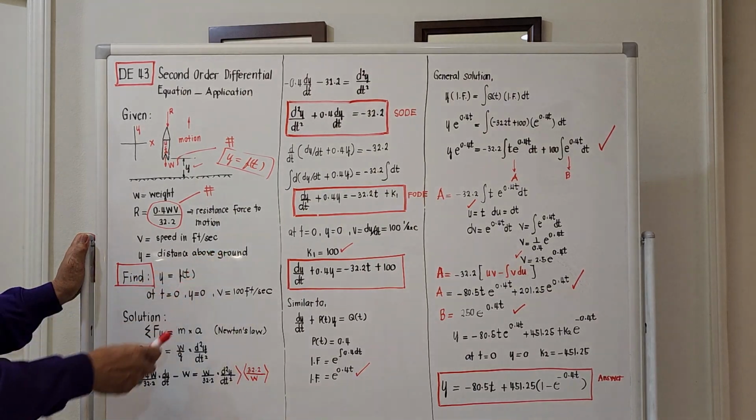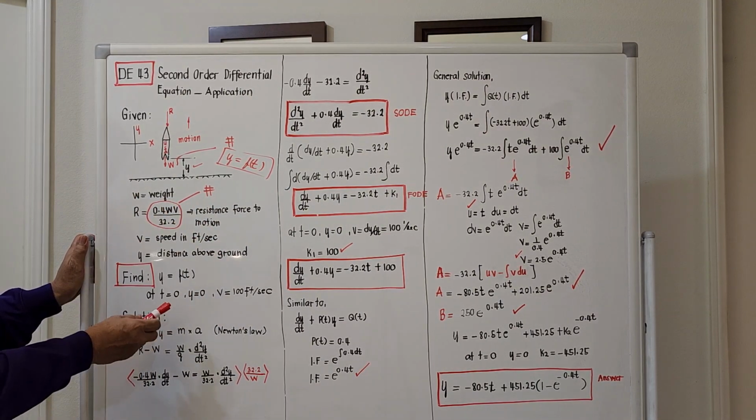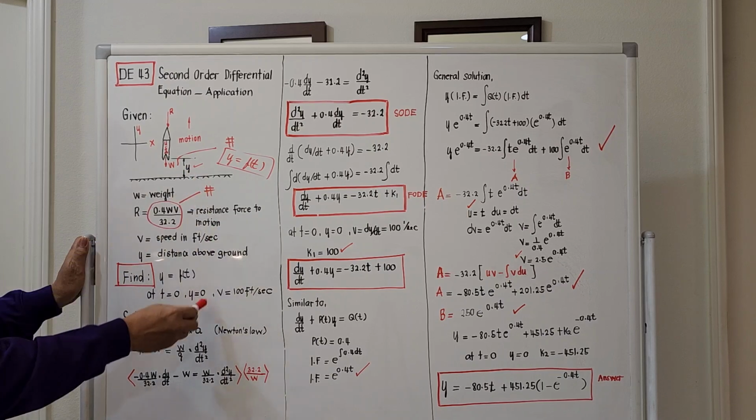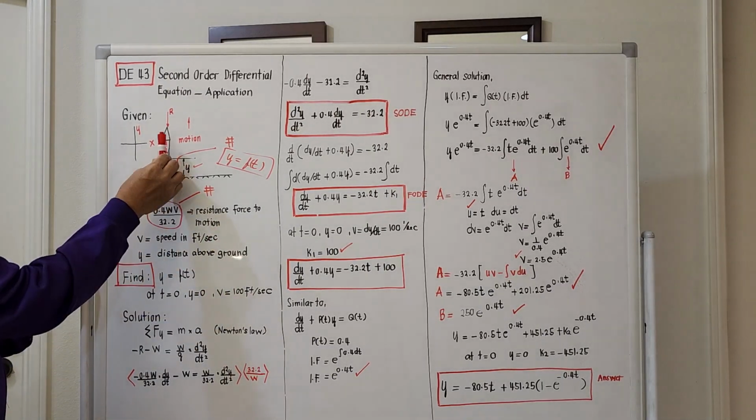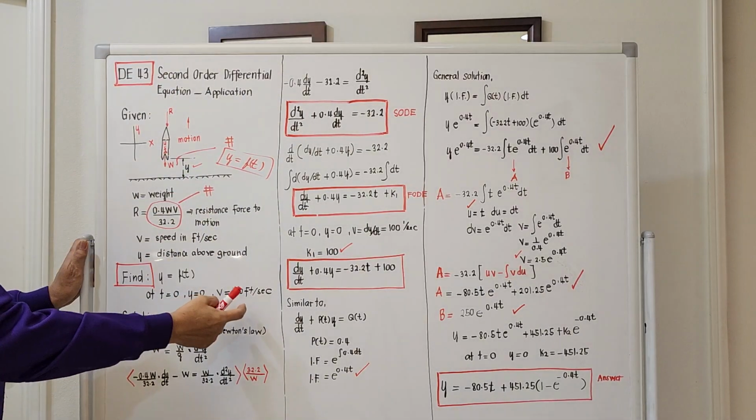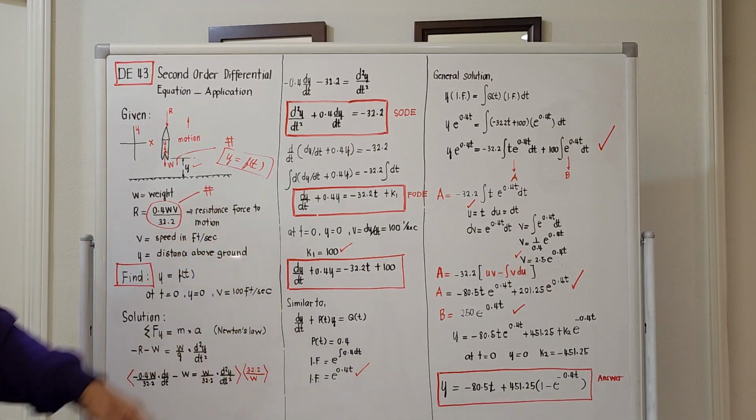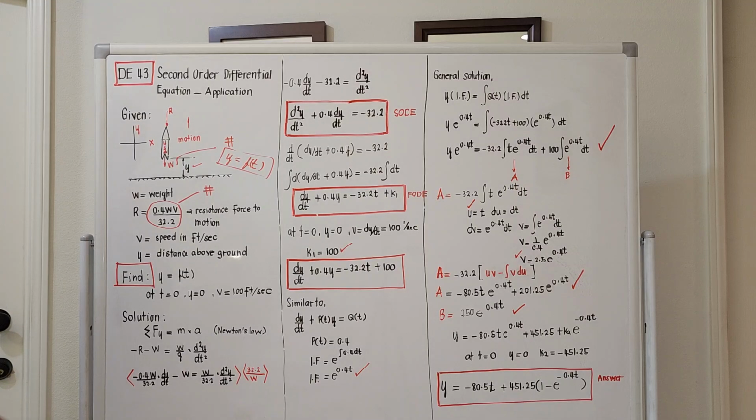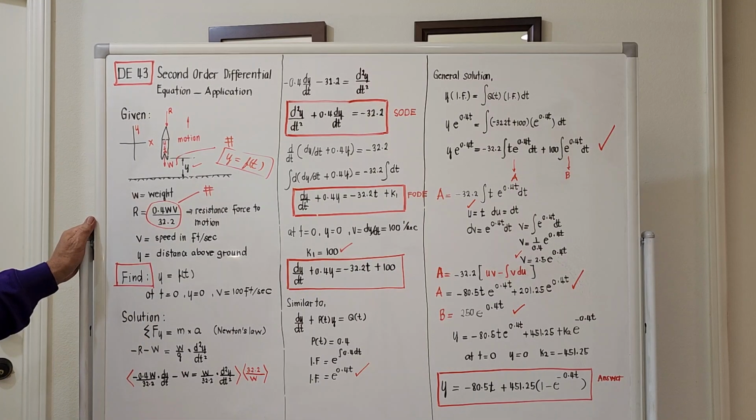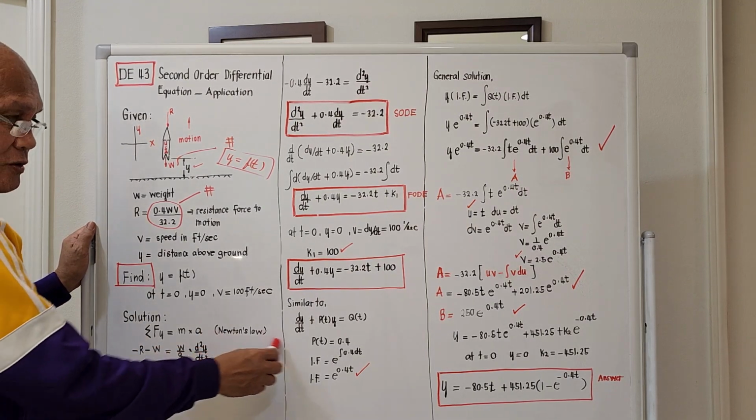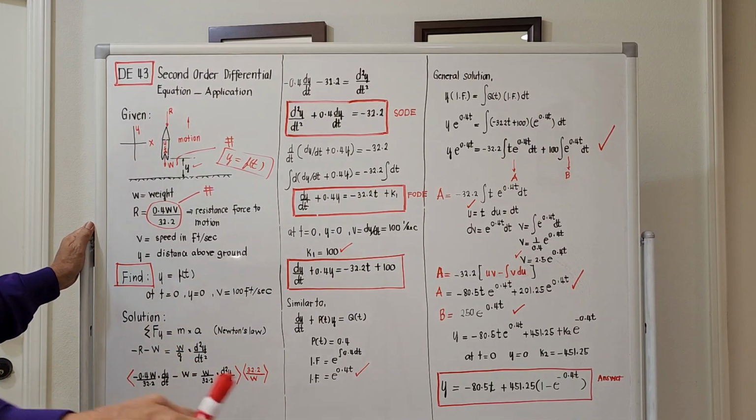Find y as a function of time with the given initial condition: at time t equal to 0, the vertical height is 0, and the initial speed of the rocket as it fires upward is 100 feet per second. Okay? So let's try to bring out the solution. To bring out the solution of this, we will use one of Newton's laws, that is, dynamics.